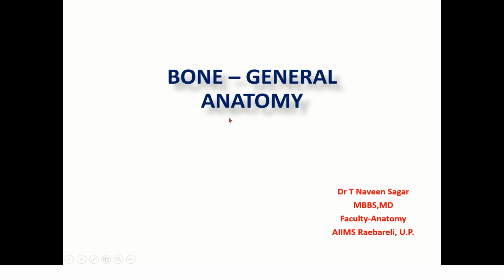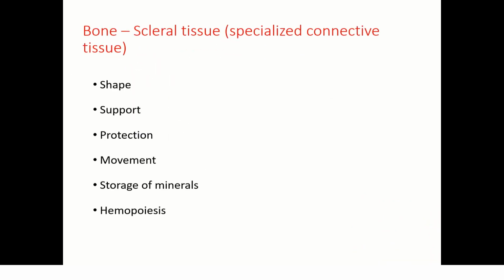In this session, we'll have a quick review of general anatomy of the bone. So bone is a specialized connective tissue. Functions are like it gives shape to the body. It supports and protects viscera.